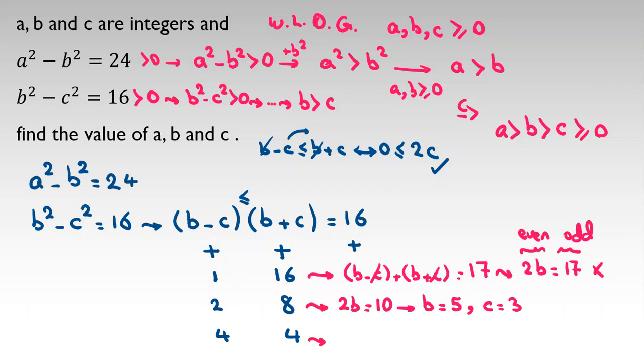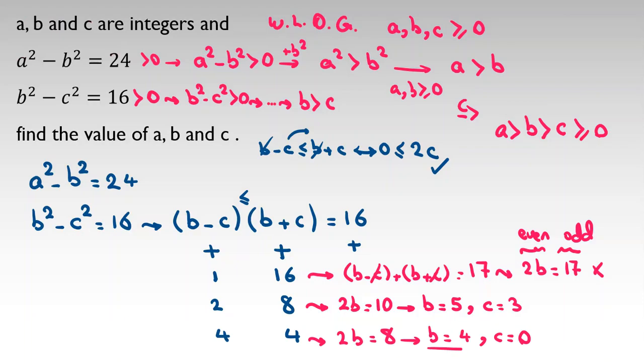The other one: if you add again this part plus this part, it will be 2B, and 4 plus 4 is 8. You divide by 2, it is 4. And if you check the first one, B is 4 and B plus C is 4, so C is 0. Now we've reached 2 answers: B is 5, C is 3, and next, B is 4, C is 0.